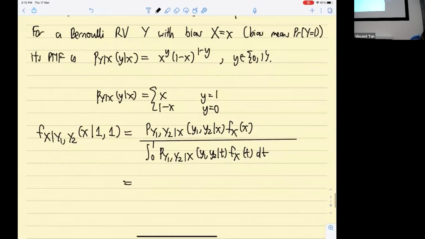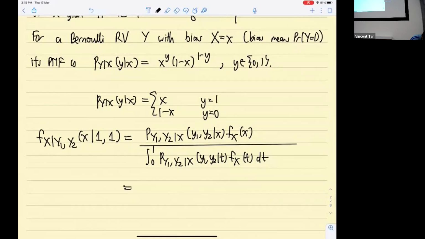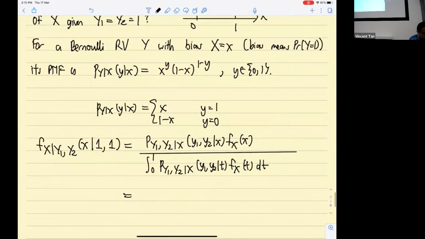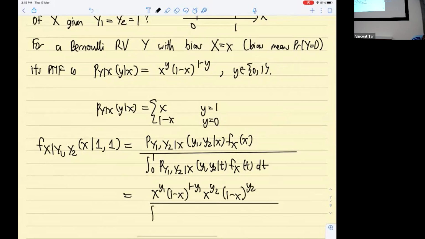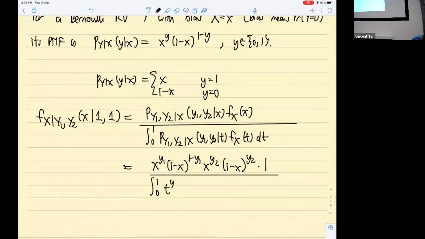Now, we assume that given x, the tosses are conditionally independent. So what this means is that the top is x to the power y1, 1 minus x to the power 1 minus y1, times x to the power y2, 1 minus x to the power 1 minus y2, divided by the integral from 0 to 1 of this times 1, because f of x is 1: t to the y1, 1 minus t to the 1 minus y1, t to the y2, 1 minus t to the 1 minus y2, dt.